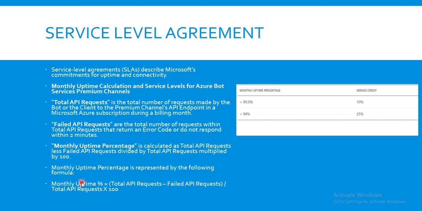Similarly, they have given a few formulas, like how they calculate the monthly uptime percentage: total API requests minus failed API requests, divided by total API requests, times 100. So this is the way they will be calculating the billing.